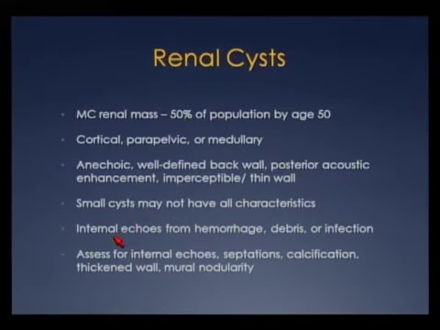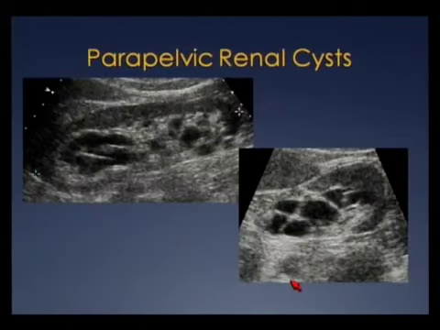And you may have internal echoes in these cysts from hemorrhage or debris. And it's important when you look at a cyst, assess for the internal echoes, assess for the septations, calcifications. Is there a thickened wall? Is there mural nodularity? These are all very important things to assess for.